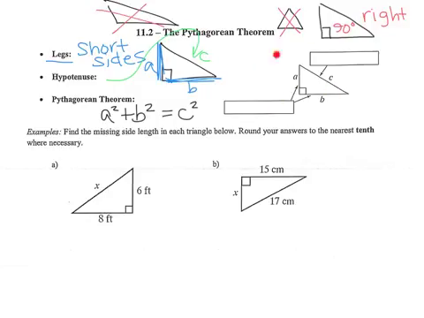So on this triangle over here, this is the hypotenuse, and these are the legs. So it doesn't matter which one you label A and B. This could be B, this could be A.